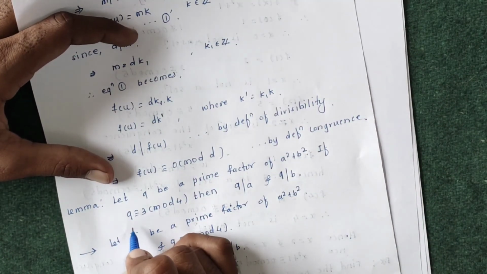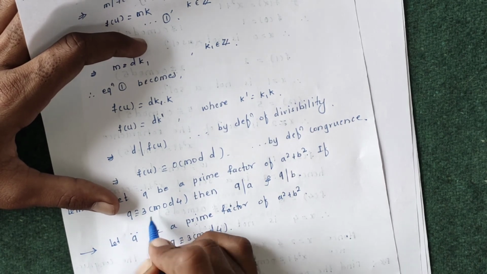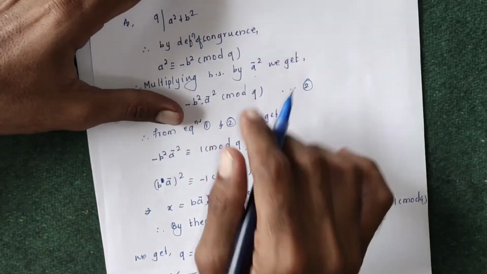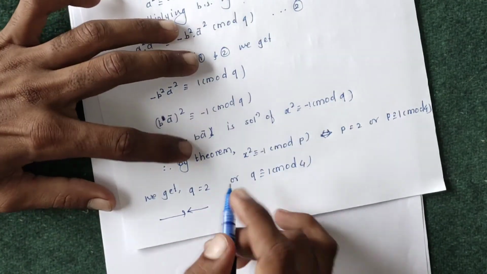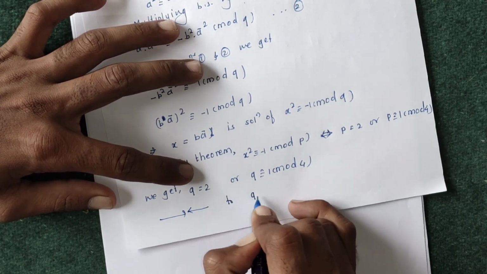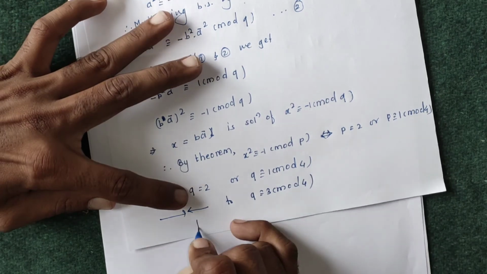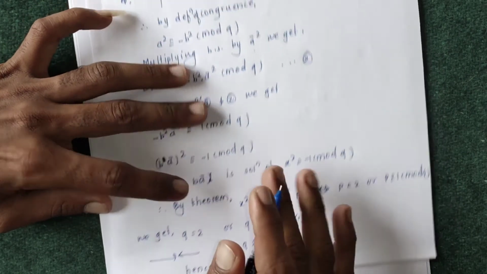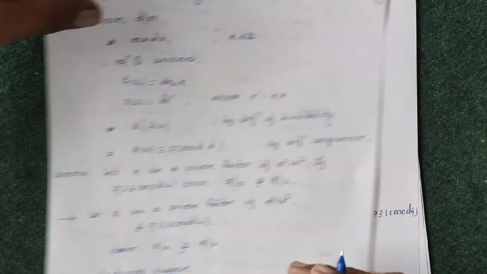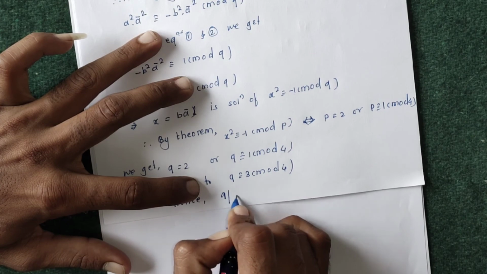If Q is equal to 2, then 2 is not congruent to 3 mod 4, and Q is again not congruent to 1 mod 4, since Q is congruent to 3 mod 4, which is a contradiction to our assumption. Hence our assumption is wrong. That is, our assumption was Q doesn't divide A. Hence, our Q must divide A.